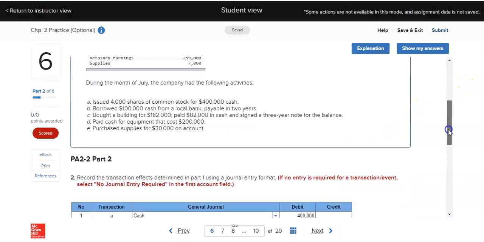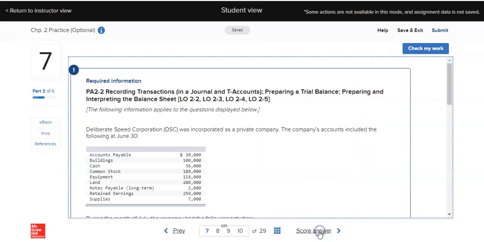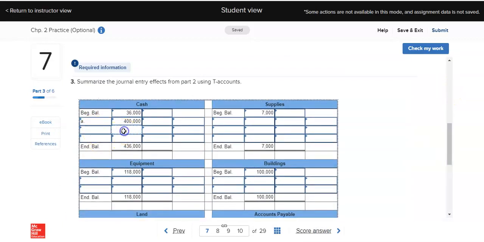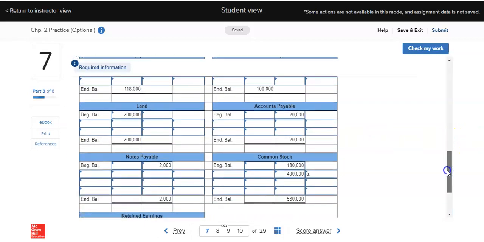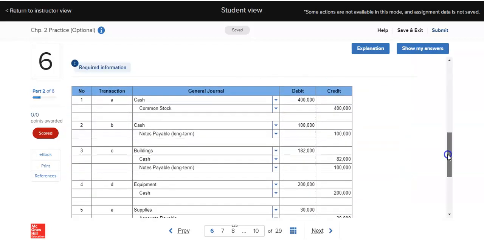Now we go to transaction B, and we're supposed to go to cash and put $100,000 on the debit or left side, then go to long-term notes payable and put $100,000 on the credit or right side. $100,000 on the debit or left side, label the transaction B. Then to notes payable, $100,000 on the credit or right side, label that as transaction B. By the way, in the real world, we wouldn't be labeling our transactions as A, B, and C. We would be using dates as our reference.